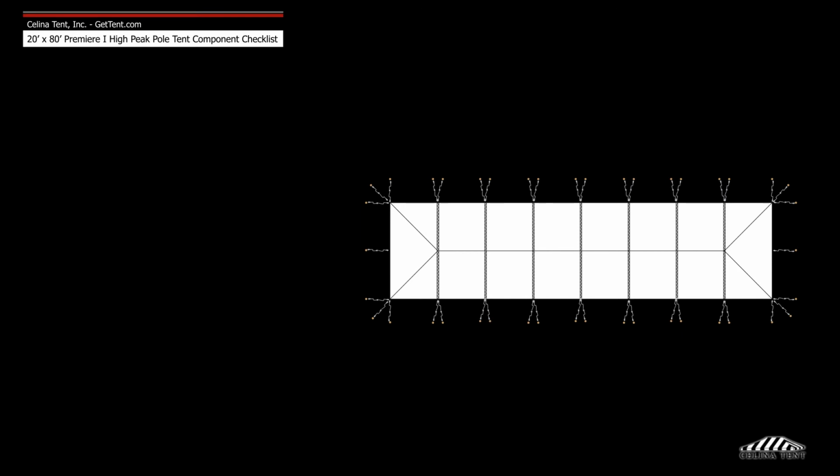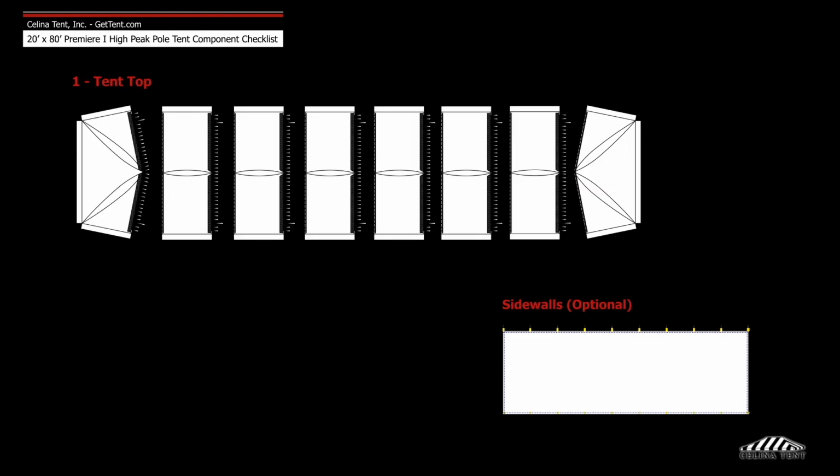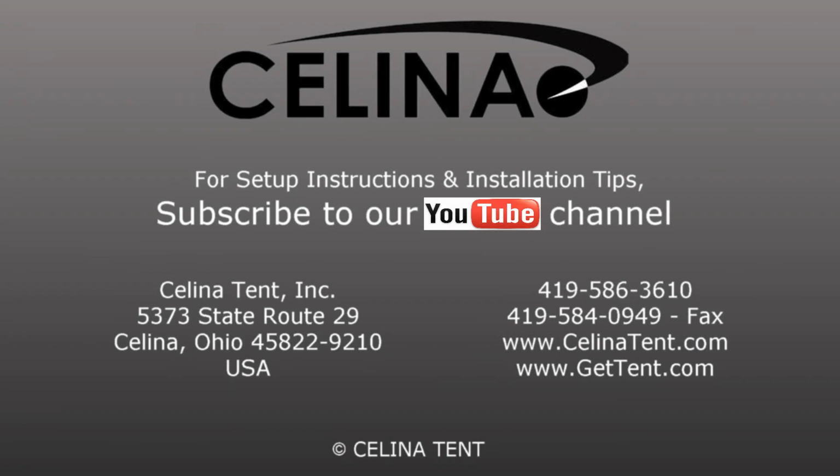Anchoring devices include 42 ratchet buckle assemblies and 42 stakes. Fabric includes one tent top and optional sidewalls. For more information, visit gettent.com.